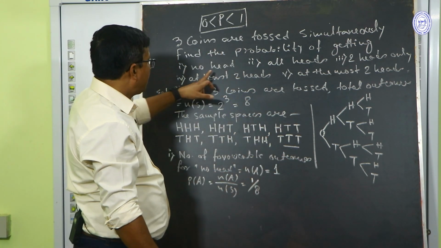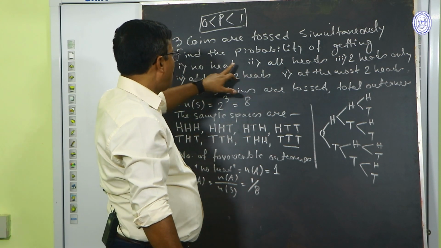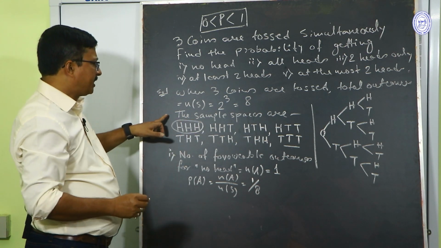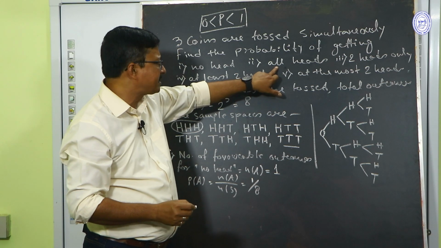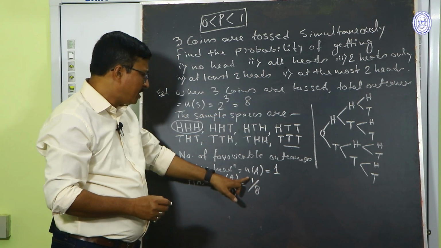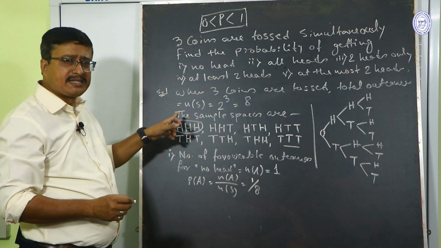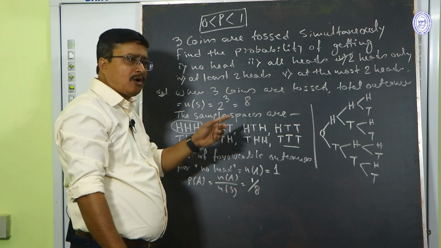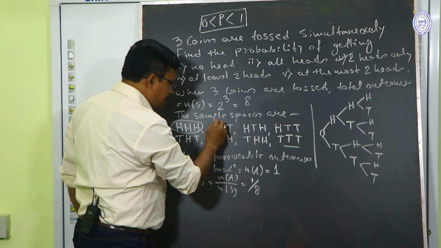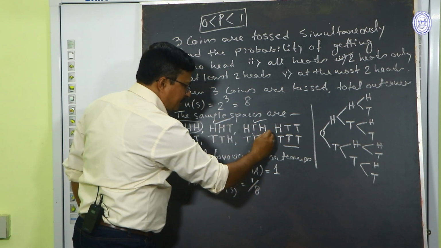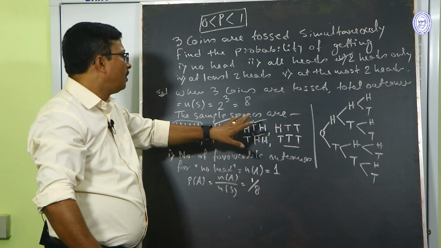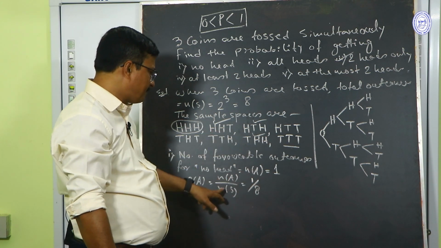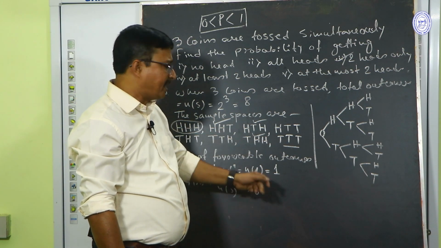সিমিলার ফর দিস প্রবলেম, all heads means this one, all heads, only one. So the required probability of second question is all heads, number of A equal to 1 and number of S equal to 8. So the answer is same, 1 by 8. For this one, two heads only means only two heads here, you can get this here, you can get here and you can get here, only two heads are present. So total number of favorable outcomes here is 3, number of A is equal to 3, number of S is equal to 8, the answer will be 3 by 8.